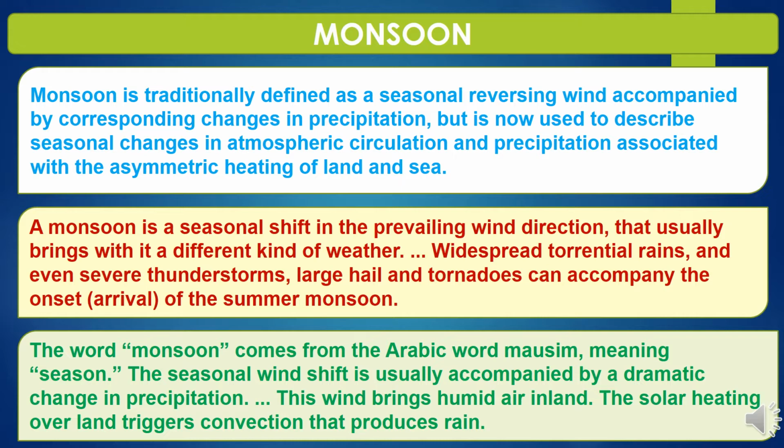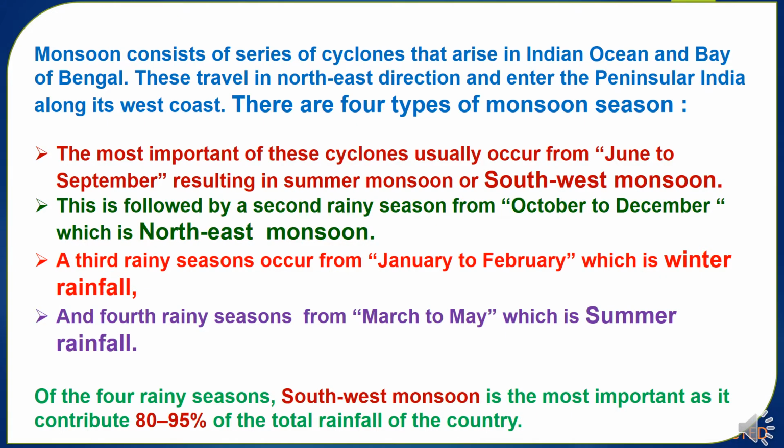The seasonal wind shift is usually accompanied by a dramatic change in precipitation. This wind brings humid air inland, and the solar heating over land triggers convection that produces rain and the resulting monsoon. Monsoons consist of a series of cyclones that arise in the Indian Ocean and Bay of Bengal. These travel in a northeast direction and enter peninsular India along the west coast.